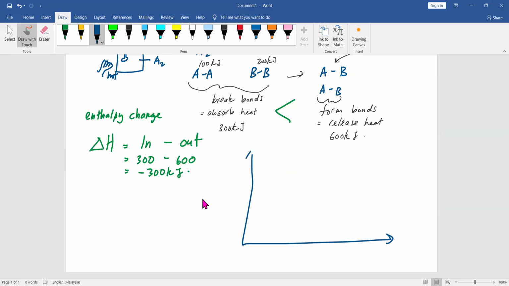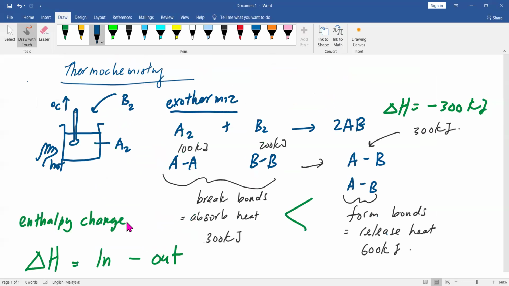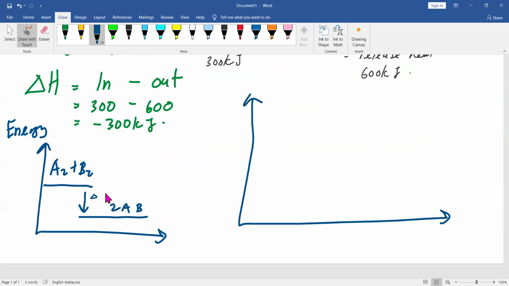Now, there are two kinds of energy level diagrams involved in this. The easy one is this. So this is energy. Overall, I start out with A2 plus B2. Overall, it releases energy to form 2AB, and the enthalpy change is negative 300 kilojoules. Energy goes down because the total is exothermic, so negative. This is the simple one. How do I know which one to draw? They will tell you.